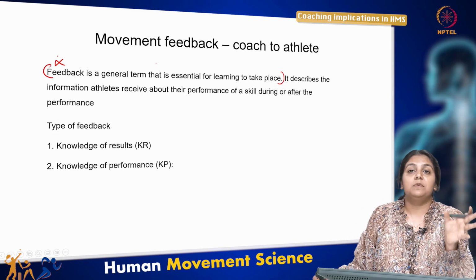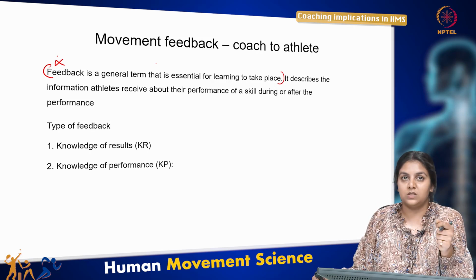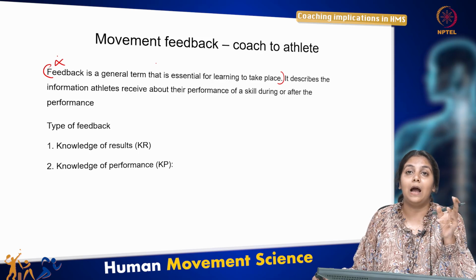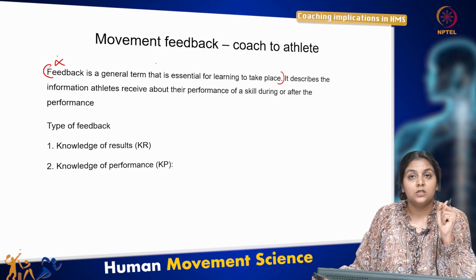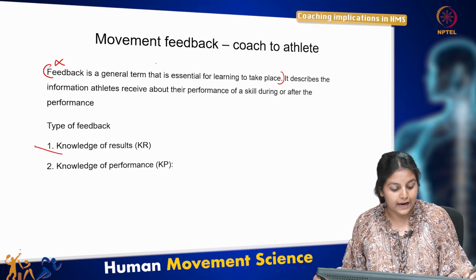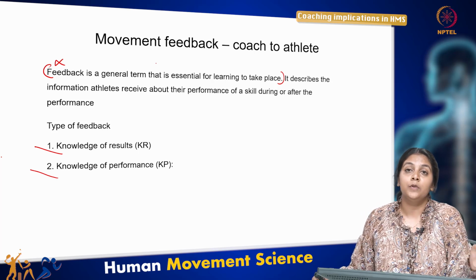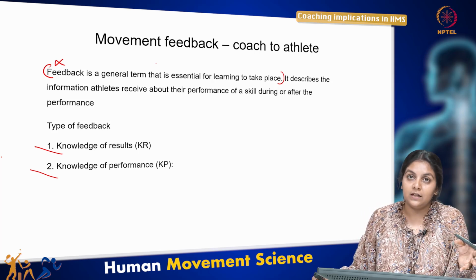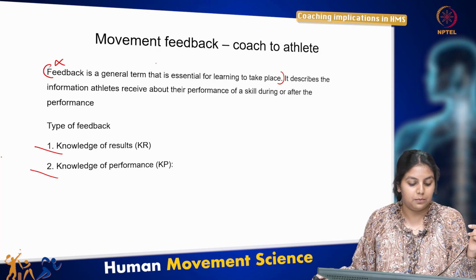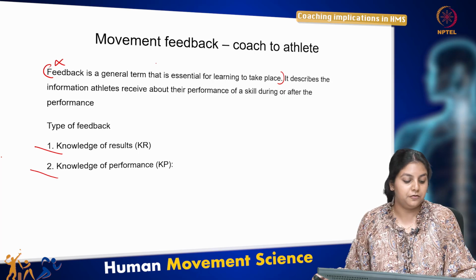Feedback describes the information that the athletes receive about their performance from the coach or from the sports scientist during or after the performance, and hence it is extremely important how we communicate and what we communicate. There are two major types of feedback that we study: knowledge of results and knowledge of performance. Both depend on who you are giving it to, what kind of skill you're giving it for, what outcomes you want to achieve, and the type of sport. So let's look at these two different types of feedback.